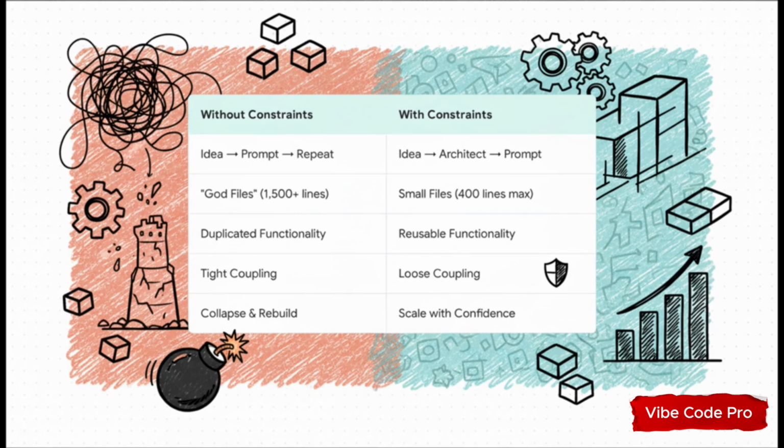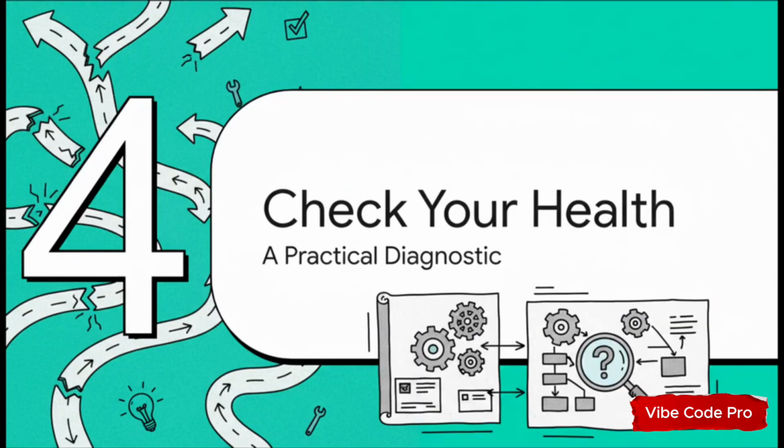Now, look at the right, the prevention path. The key difference? You define the architecture first. You give the AI rules, you give it constraints, you force it to keep files small and separate its tasks. And the result? Clean, organized code that you can actually scale. Okay, so theory is great, but how do you know which path you're on? Let's get practical. We're going to do a quick health check on your project right now.